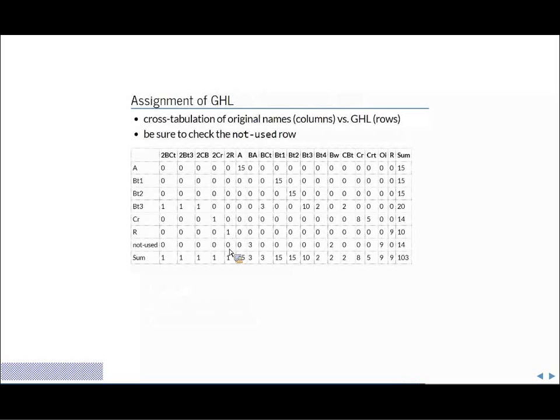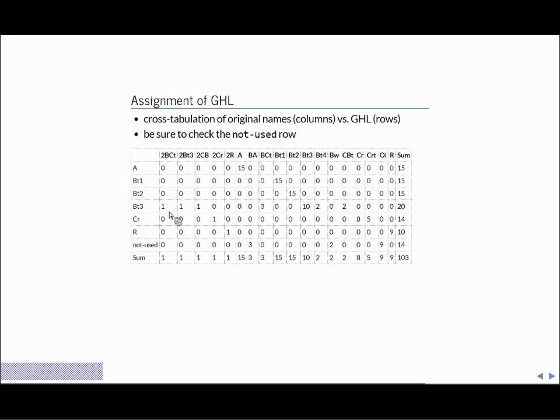The next step then is to compute a cross-tabulation of the original horizon names, which should be the column headings here, and compare those with the assignment of our generalized horizon labels, which would be the rows in this case. So if we look here, there's a total of 15 horizons correlated to an A, and of those 15, all 15 are matching just a simple A horizon. Well, that's a pretty easy interpretation. Same with the Bt1 and Bt2. I guess there was quite a bit of consistency within these pedons.